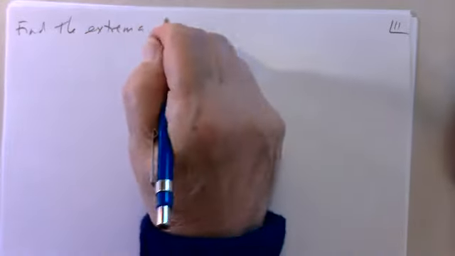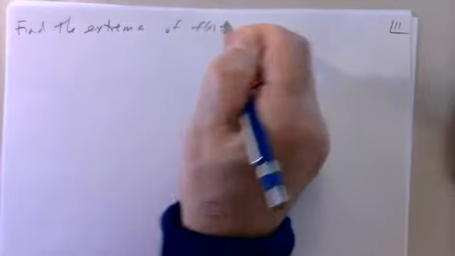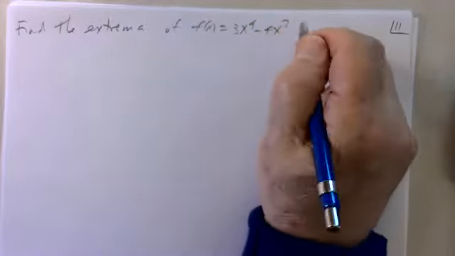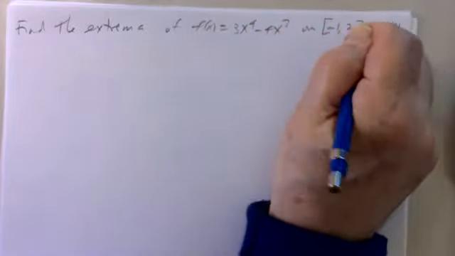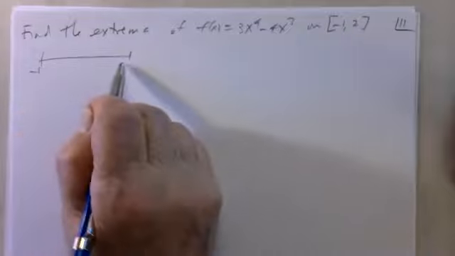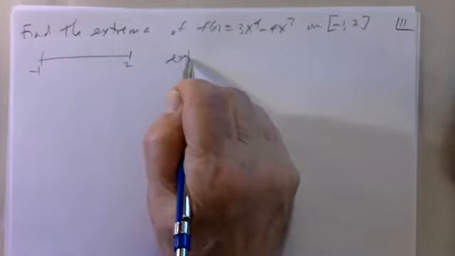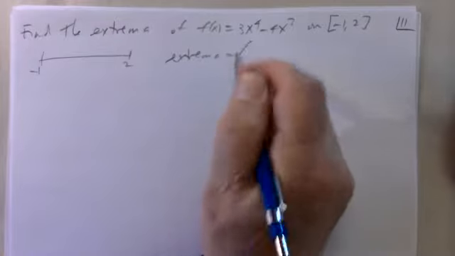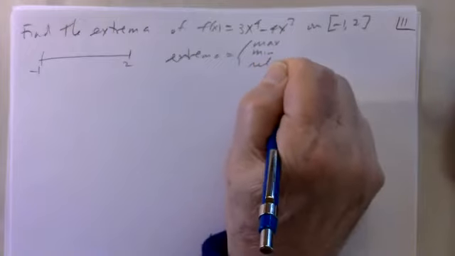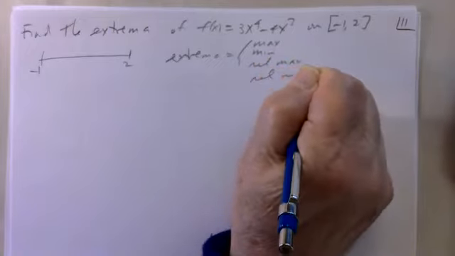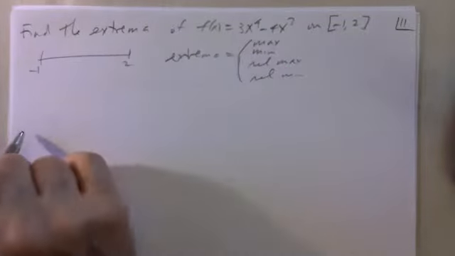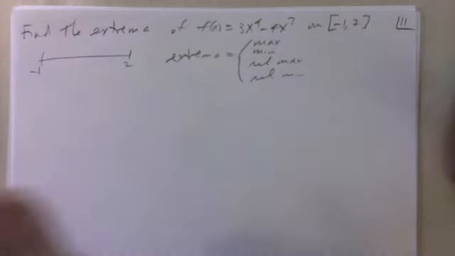Find the extrema of the function f of x equals 3x to the 4th minus 4x cubed on the closed interval from -1 to 2. So we have this closed interval. What are our extrema? You have the absolute max and the absolute min, and relative maxima and relative minima. There are 4 kinds of extrema. So this function is differentiable everywhere.